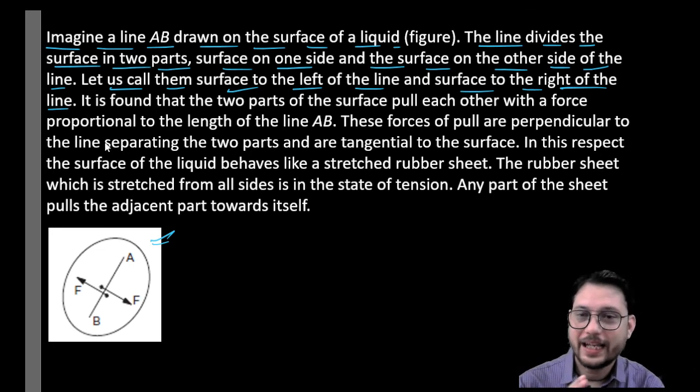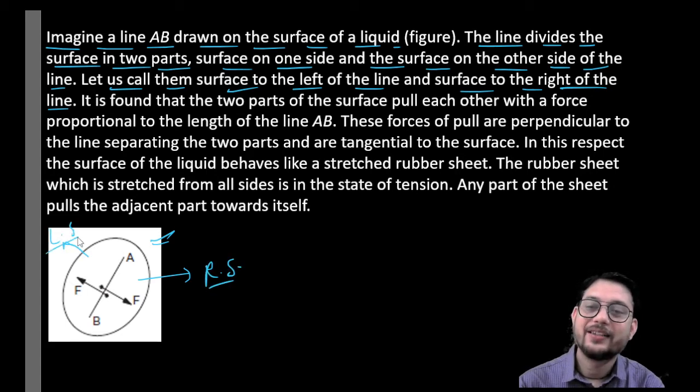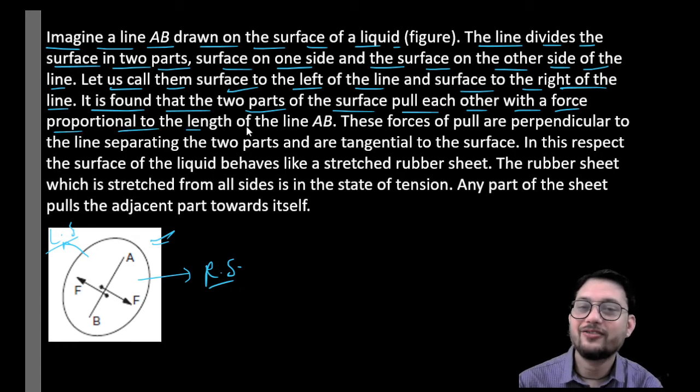So we have chosen that this is, suppose, the right side and this is, suppose, the left side, as seen from the imaginary line. Now, it is found that the two parts of the surface pull each other with a force proportional to the length of the line AB.